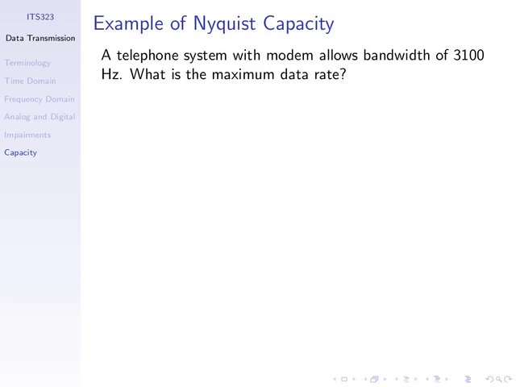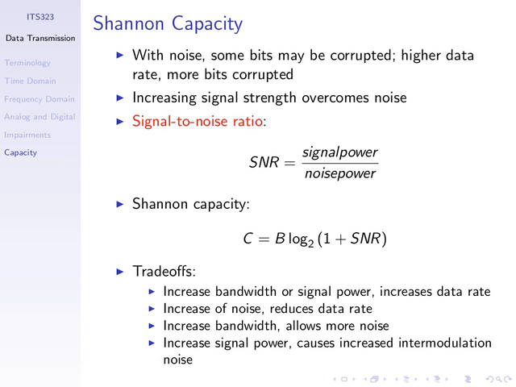That's the example we just went through. Shannon came up with a different formulation that relates bandwidth to capacity, and he took into account noise, because in real life there is noise. He came up with this equation. The capacity is the bandwidth of our signal times log base 2 of 1 plus SNR, where SNR is the signal-to-noise ratio. Simply the strength of the signal divided by the strength of the noise.